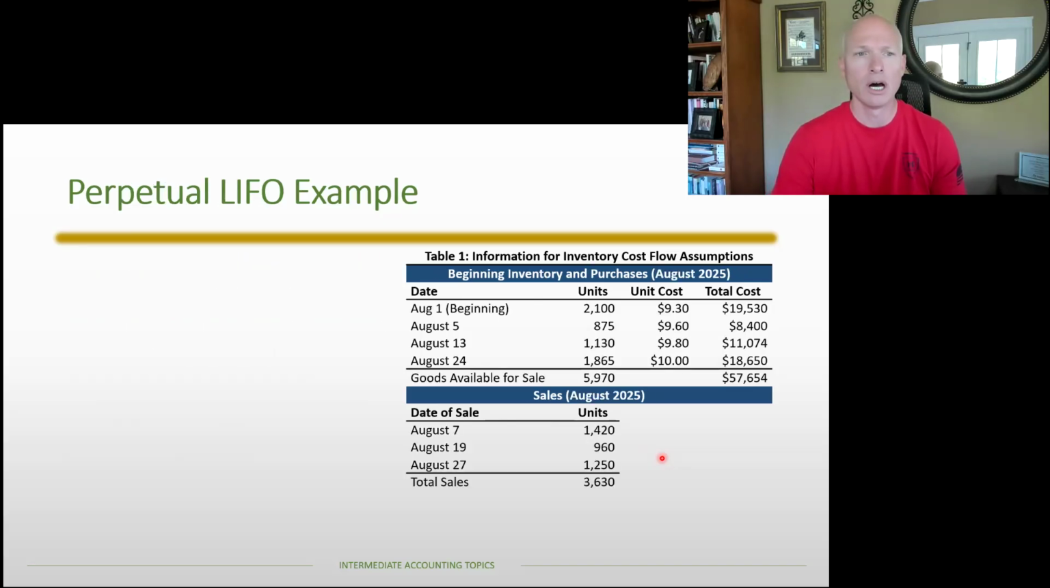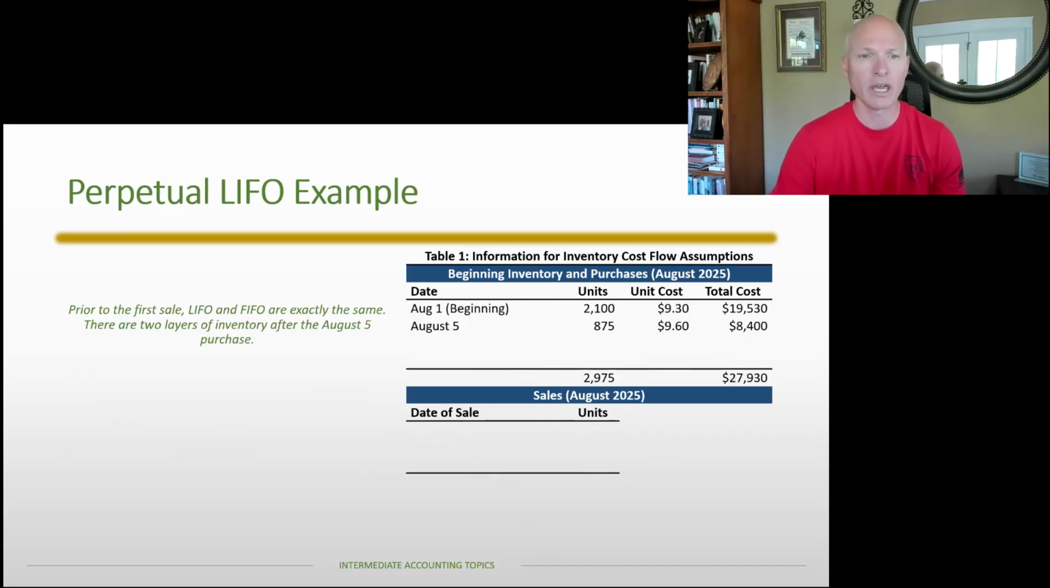All right, so under the perpetual LIFO system, or LIFO cost flow assumption, instead of waiting until the end, we go layer by layer by layer as the sales are being made. So we look at the layers on August 7th, then the layers on August 19th, then the layers on August 27th, because remember, with each of these sales you would be recording cost of goods sold. We're just going to record cost of goods sold with each sale, knowing that the timing is a little bit different than what we did with the periodic system.